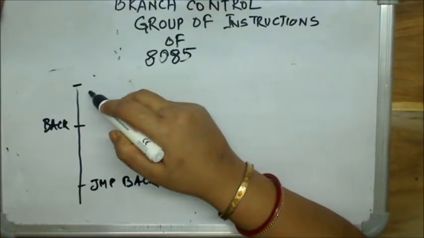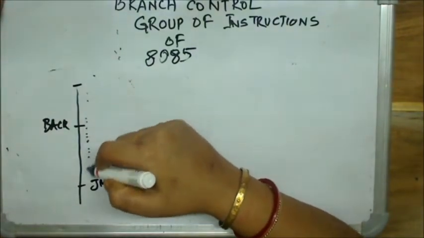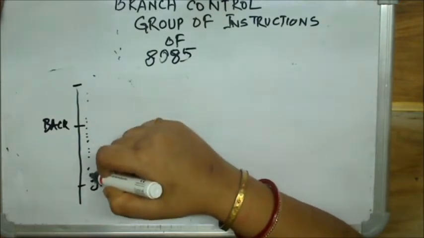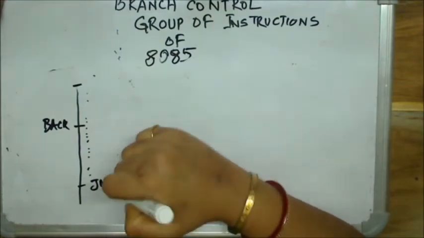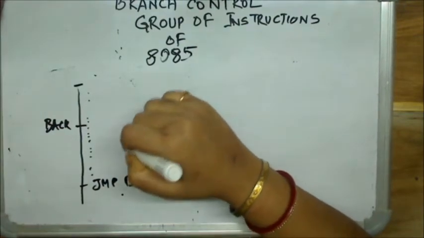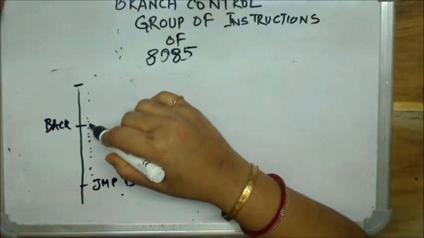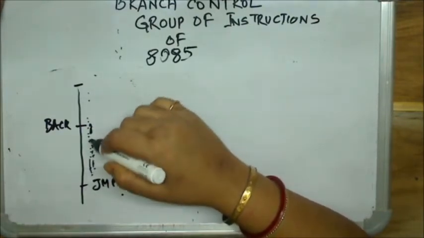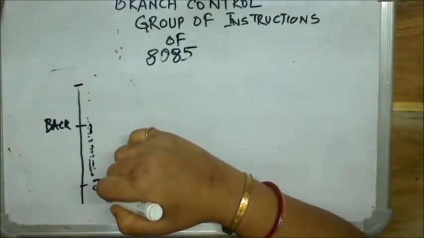So now the program is being executed. After executing, once the program has reached here, it will say jump back, so it will go back to this memory location. Again it will execute these instructions. Whatever instructions you write in this section, it will execute. It will go on executing these instructions, and then again it will reach here, jump back.